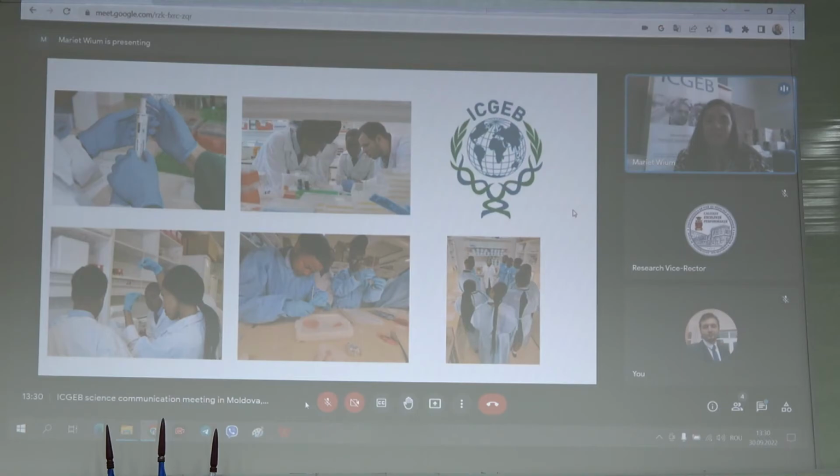And we found that this program is extremely rewarding for both the learners and ICGEB researchers, especially in terms of public engagement and science communication.